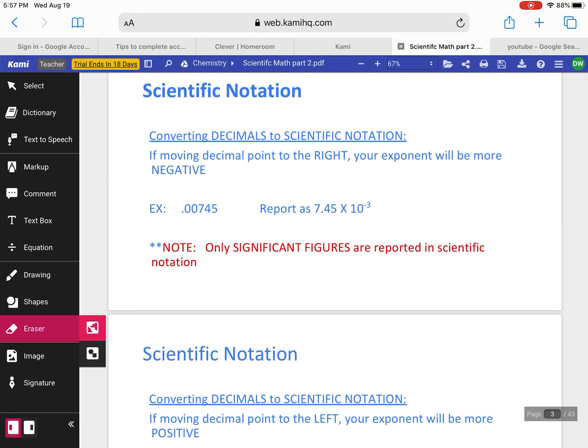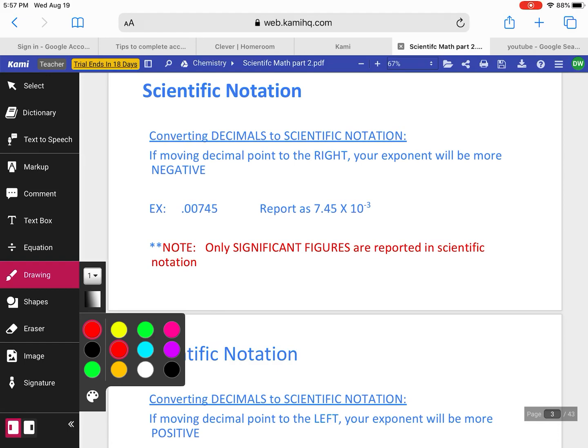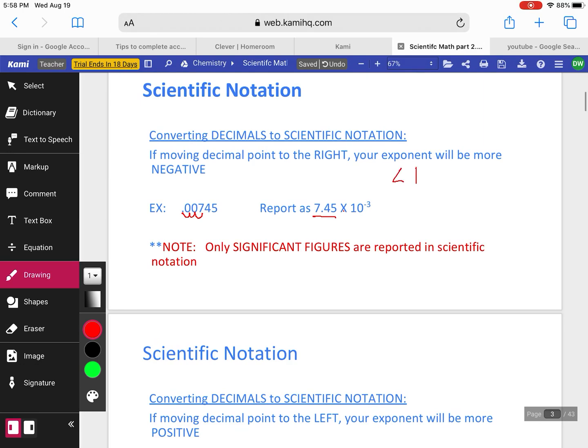So in this example, we have a small number that is less than 1. So we want to move the decimal until we have a number that is between 1 and 9.9. So I'm going to move the decimal point over 1, 2, 3. So I end up with 7.45 times 10 to the negative 3. If you move your decimal point to the right, your exponent is going to be negative. I like to think of it as a number less than 1 is going to give you a negative exponent. This actually means that you have 7.45 times 1 over 10, 3 times, which basically just means that you are dividing by 10 three times.